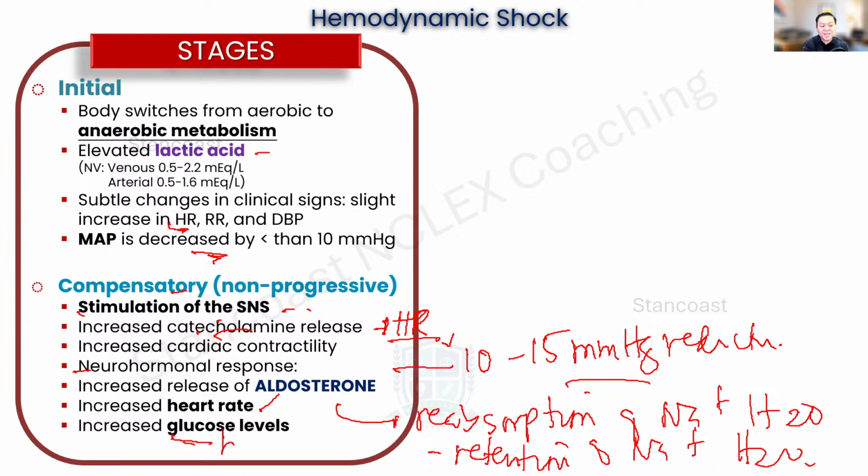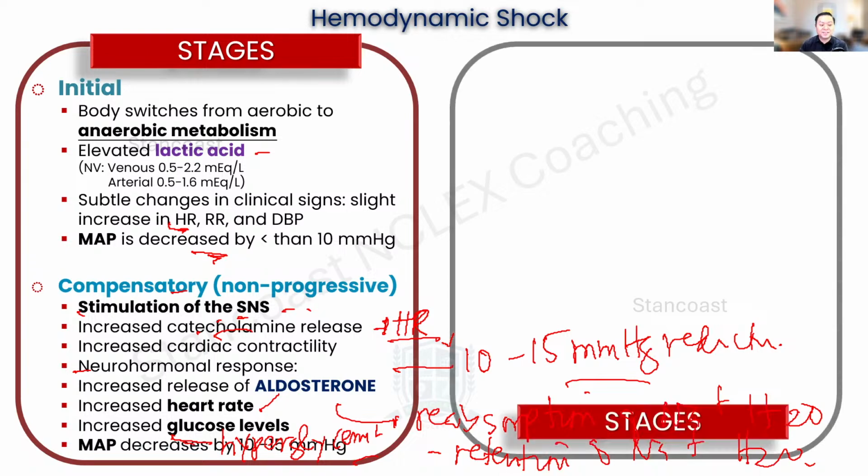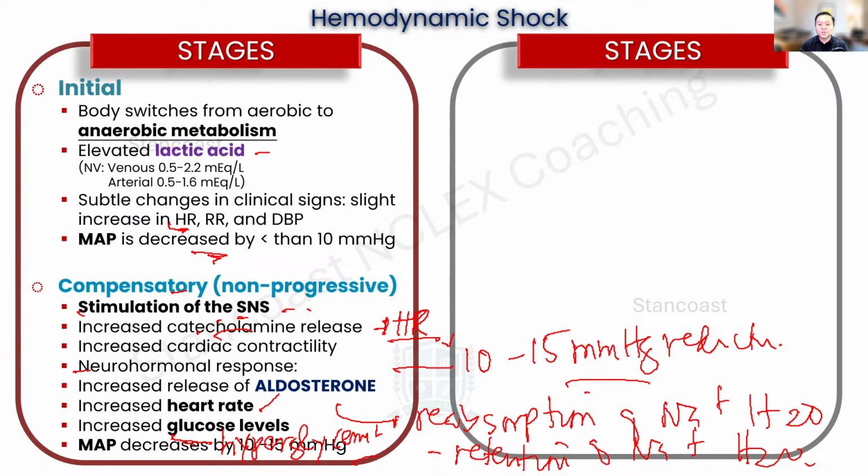There will be hyperglycemia because of the neurohormonal response and also the stimulation of the sympathetic nervous system. Okay, hyperglycemia. So don't forget about that. And that's actually one of the criteria in the diagnosis of sepsis, and we will be talking about that later. Now let's move on into the next stage, which is the progressive stage, stage 3.